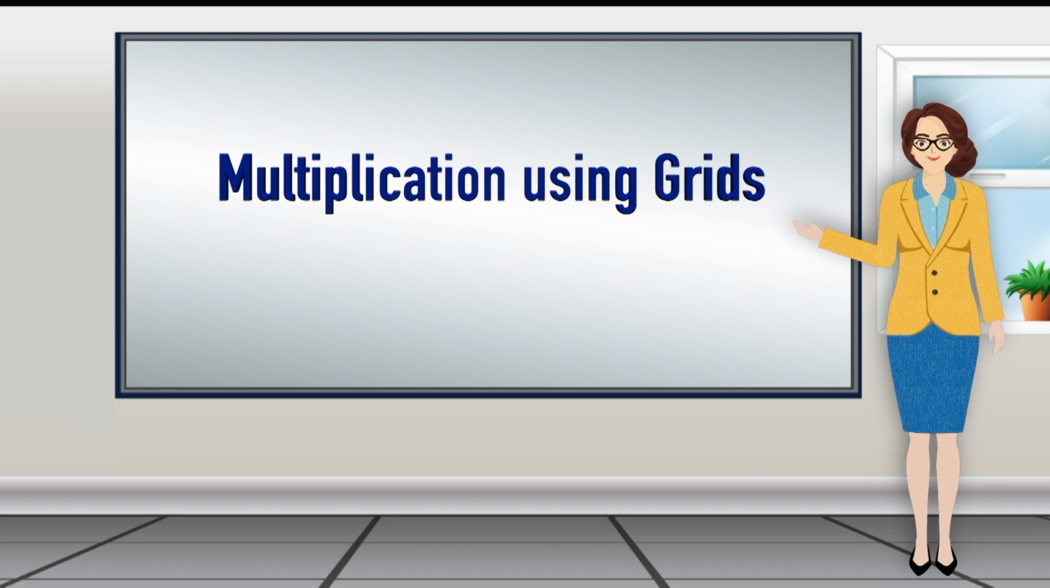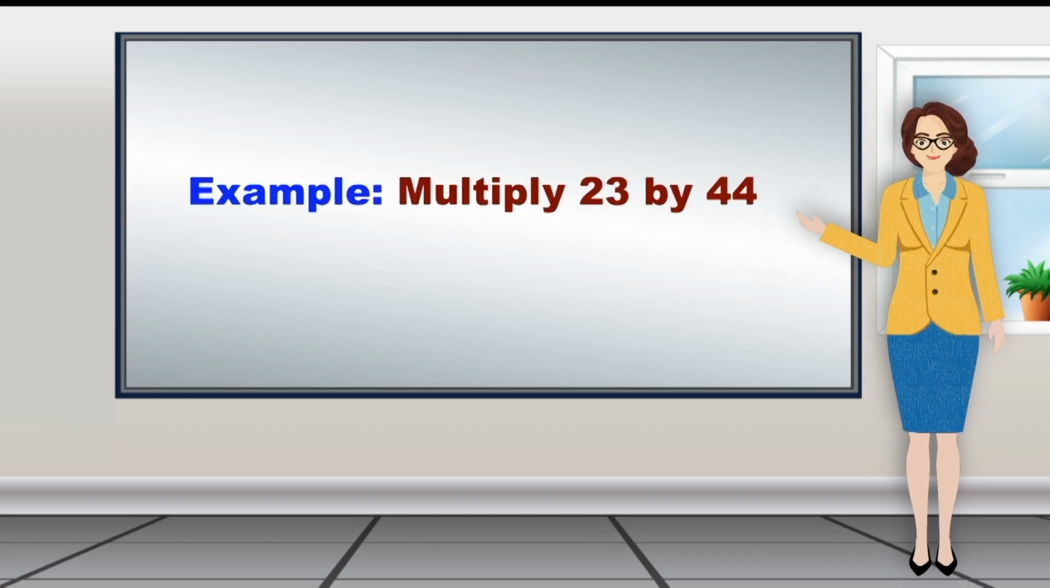Multiplication using grids. Students, the grid method of multiplication is also known as the box method. It is a written method used for multiplication calculations. Let's learn multiplication using a grid with the example: multiply 23 by 44.